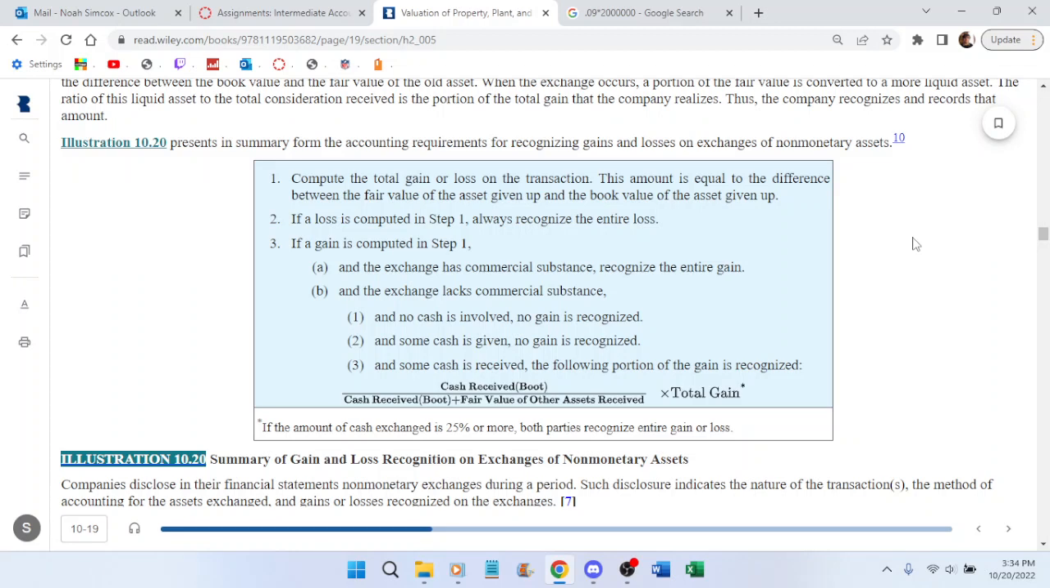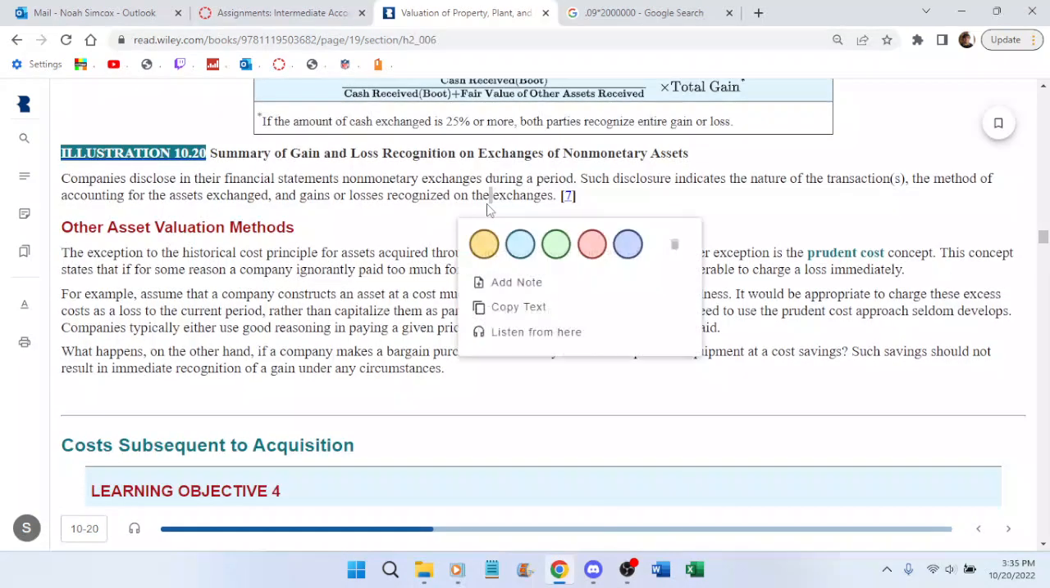If a gain is computed, and the exchange has commercial substance, recognize the gain. If it lacks commercial substance and no cash is involved, no gain. If some cash is involved, what? No, if some cash is given, no gain is recognized. If some cash is received, you recognize this amount of the gain, this equation. There we go.